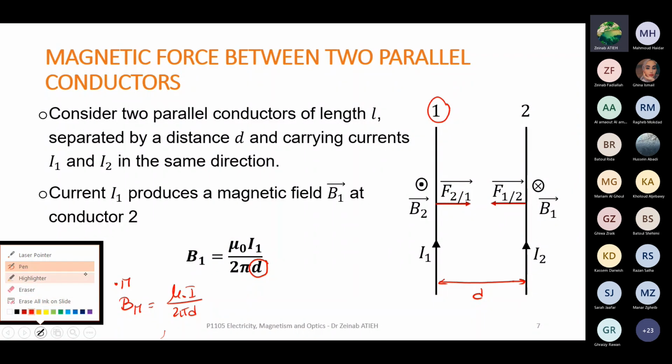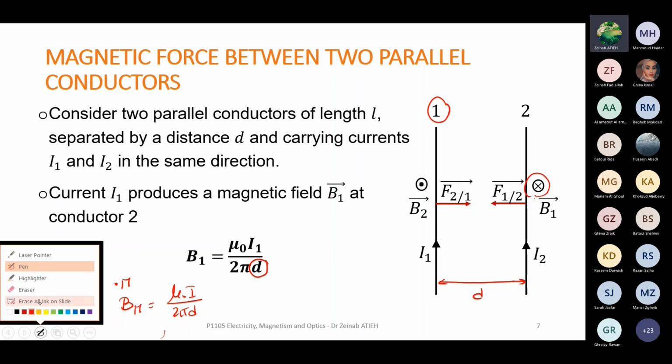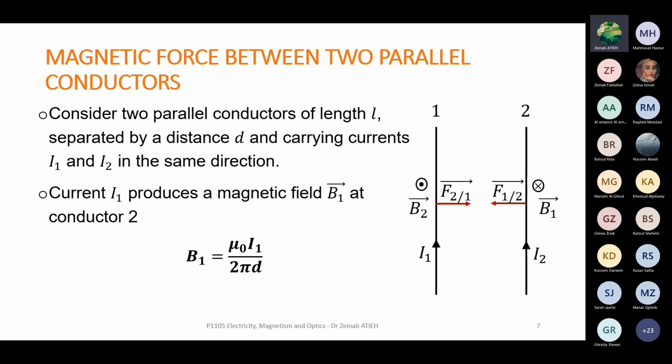So simply, to find the direction of B1, you have to curl your hand with I1. You place your thumb with I1 and try to rotate your hand. You will see that B1 will be going inside the page. Its value is mu0 I1 over 2 pi d, where d is the distance between the two wires.